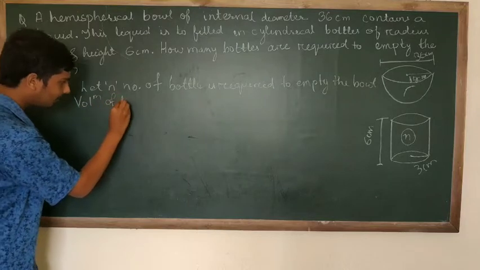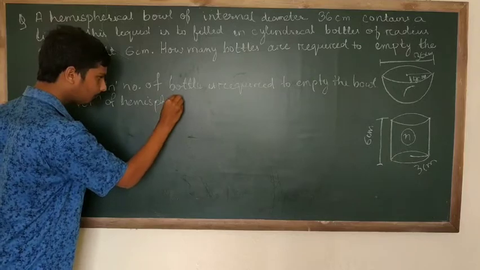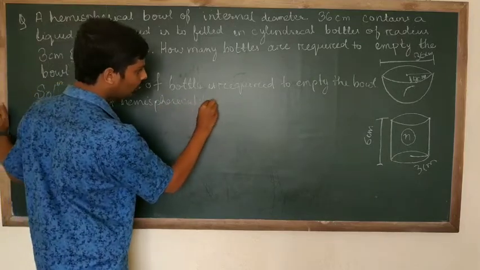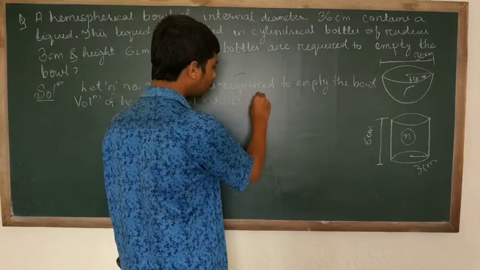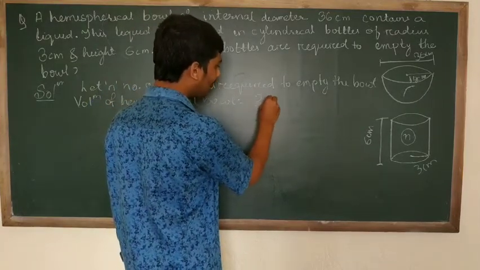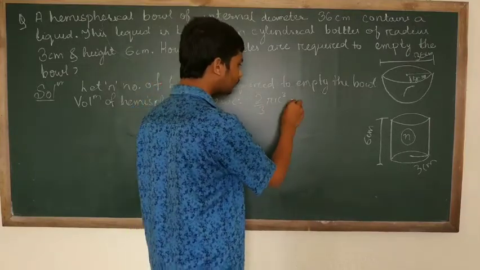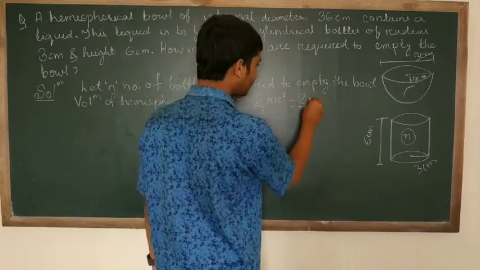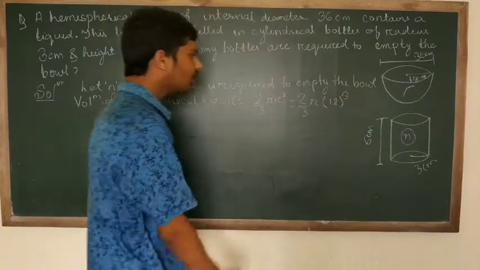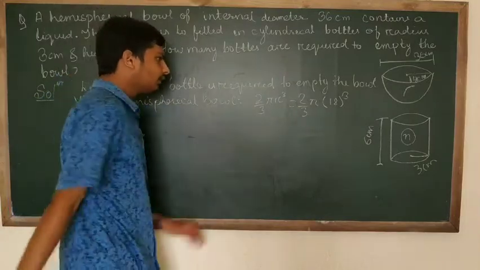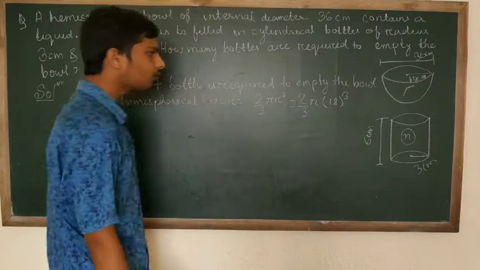Volume of hemispherical bowl. How do we calculate it? We know that volume is equal to 2 by 3 pi r cube, and r is 18 centimeters. So this will be equal to 2 by 3 pi 18 cube. Let it be in this form. Don't calculate, because it will be lengthy for you.